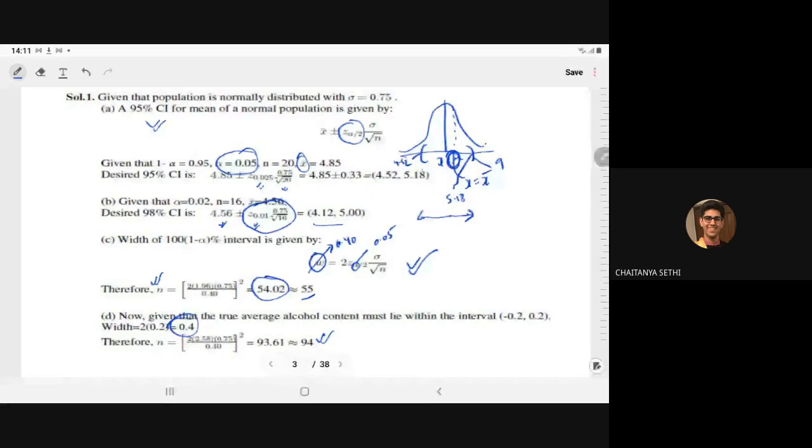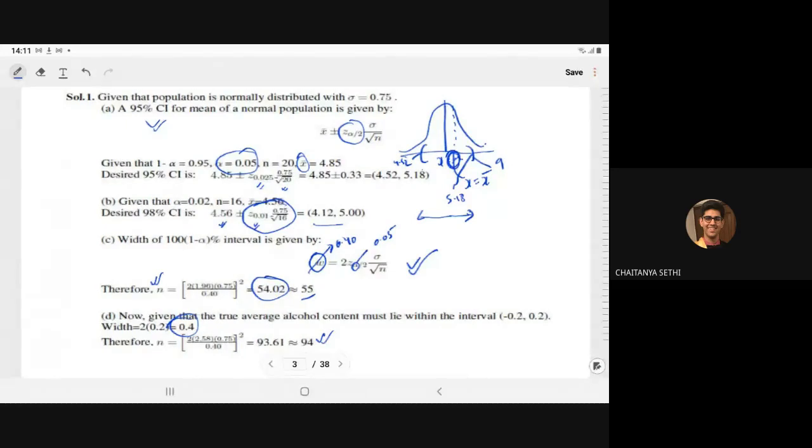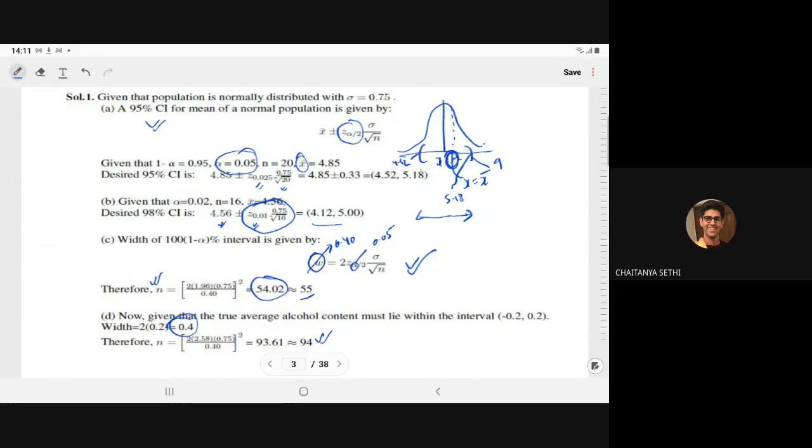Any conceptual thing you want to ask in this question? Any conceptual doubt? Yes. Sir, how do we take the Z alpha by 2 values? As in, once we know the alpha, how do we get to the Z alpha by 2 value?